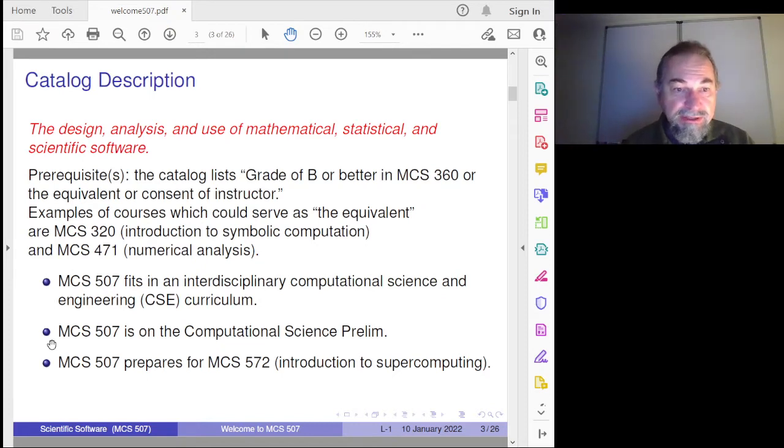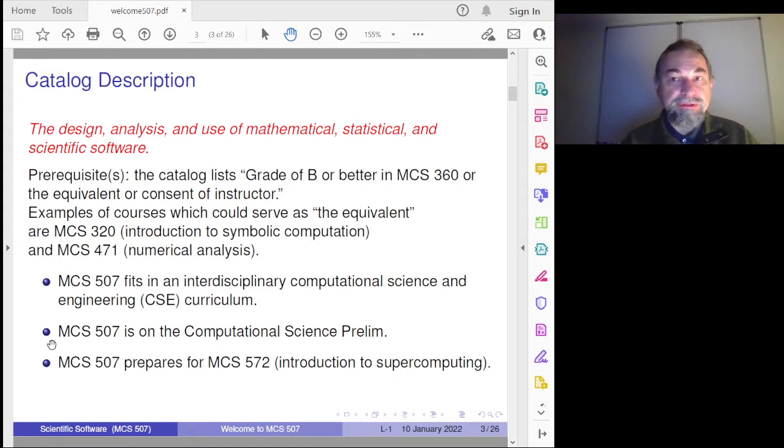The bottom line here is that this course prepares for supercomputing, MCS 572, which I hope to run next spring in 2023. It is also a course that is on our computational science prelim. So if you are in our graduate program, in our department, then taking 507 and 572 could help you with your minor sequence. Passing these two courses will help you, or you can also take the prelim exam.